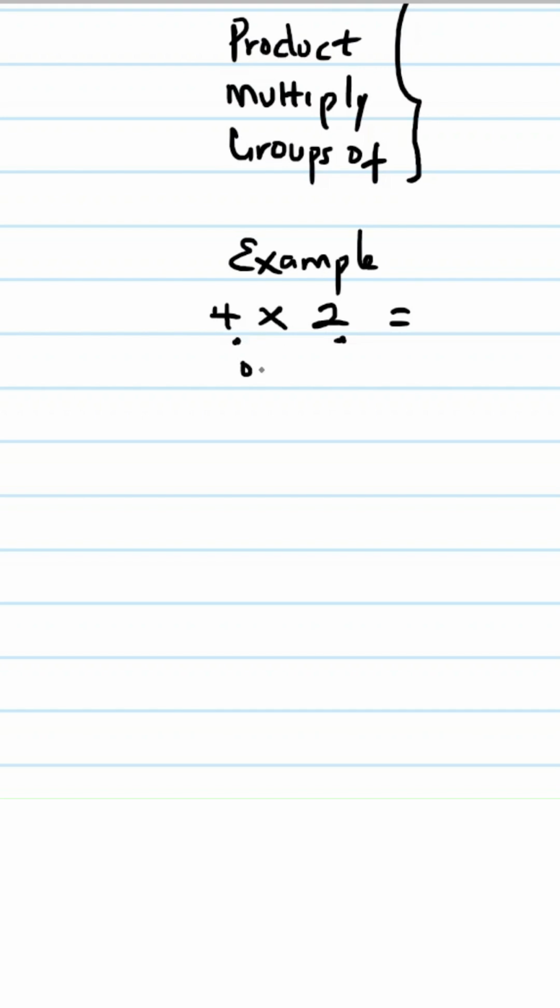So I'll have 1, 2, 3, 4. That's 1. 1, 2, 3, 4. That's 2. So 4 times 2, this is 4 into 2 places. Then we will add it up. So we have 1, 2, 3, 4, 5, 6, 7, 8. So therefore, 4 times 2 is 8.